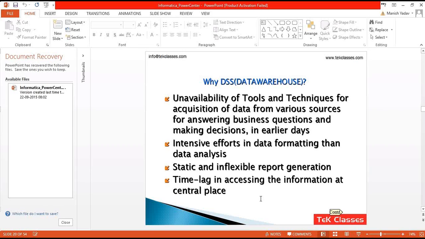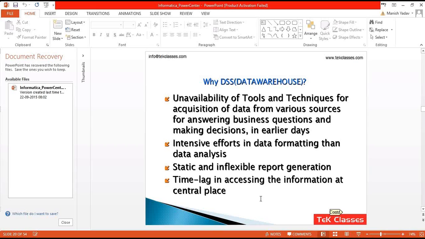Another term we sometimes use is DSS, decision support system. Basically, these are the systems which support us in taking a meaningful decision based on our business data. It says here: unavailability of tools and techniques for acquisition of data from various sources for answering business questions and making decisions in early days. Not even early days, even now if you want to extract data from a source, you need some technology. Earlier it was not there.